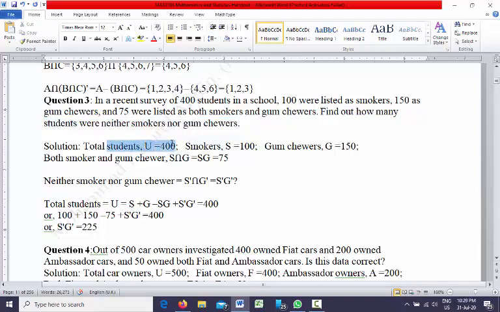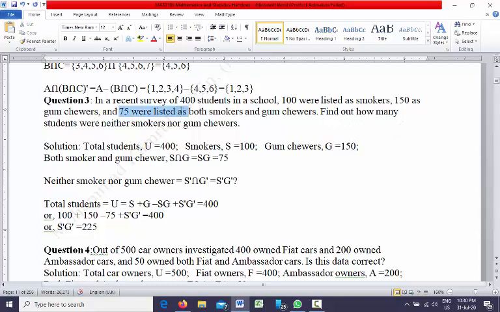So here the total students, that is the universal set, is 400. Let us name smokers as S. We have a total of 100 smokers. Gum chewers, let us name that category as G. We can see that 150 students were gum chewers, so the category G is 150.